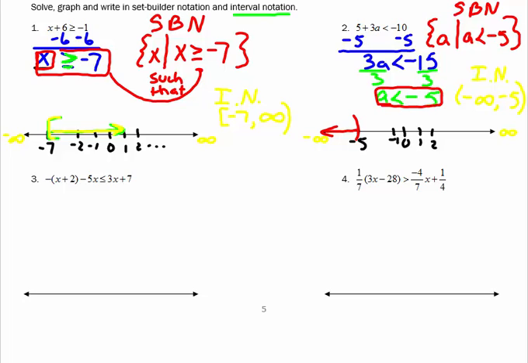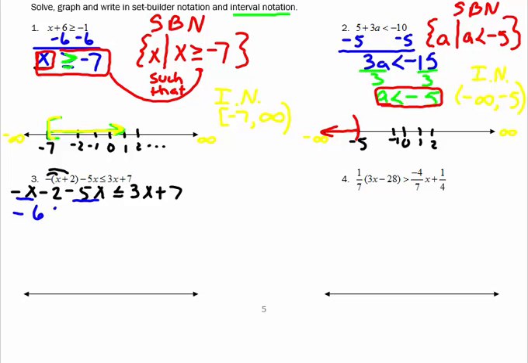So next let's go to number 3. Negative parentheses x plus 2, close the parentheses, minus 5x is less than or equal to 3x plus 7. So this is going to require a few more steps. First step is to get rid of parentheses, so we'll distribute the negative. So we get -x minus 2. We still have a minus 5x is less than or equal to 3x plus 7. We'll then combine like terms that are on the same side. So those are like terms.